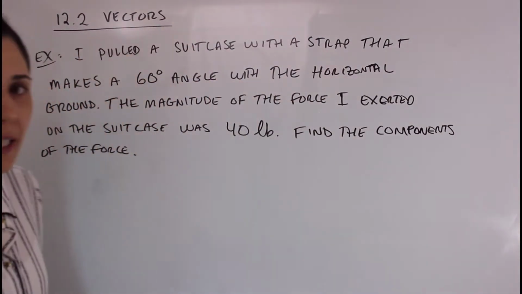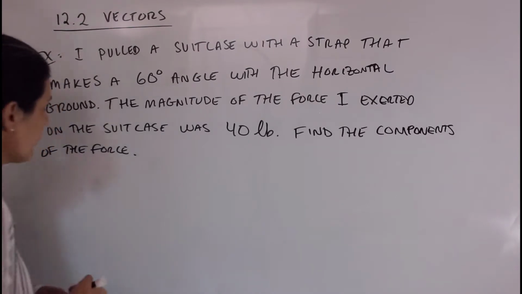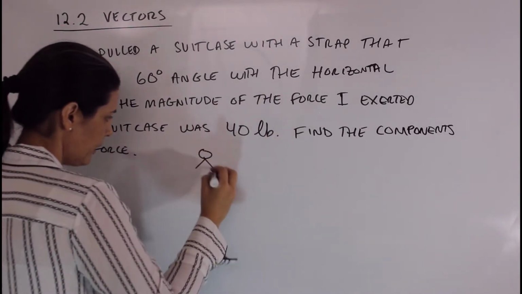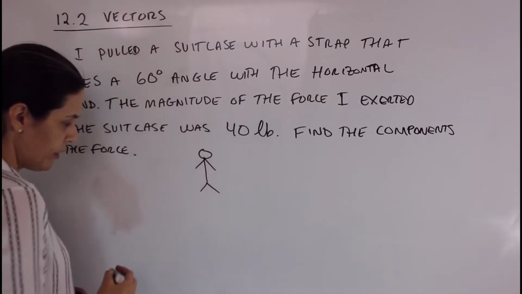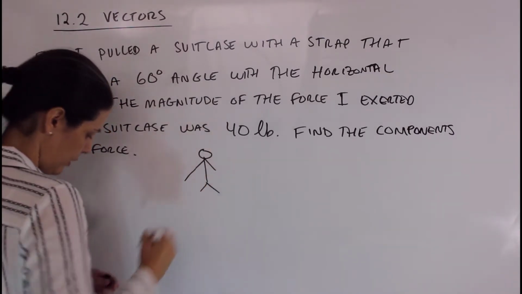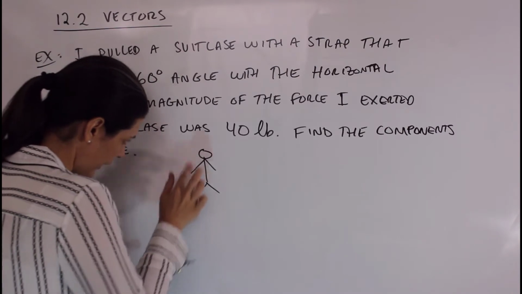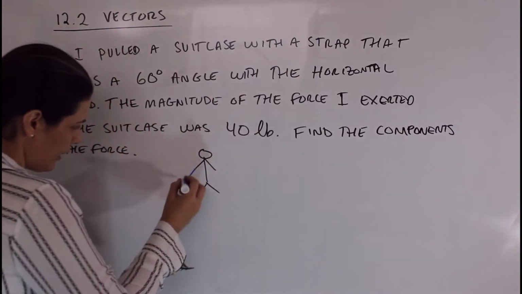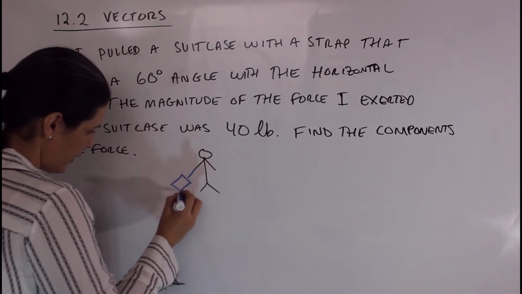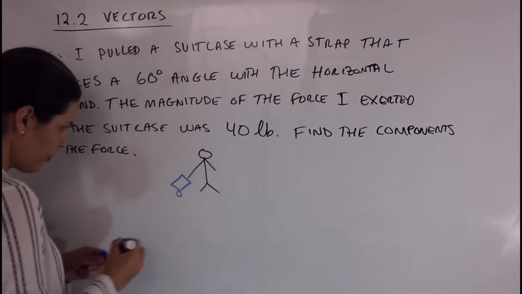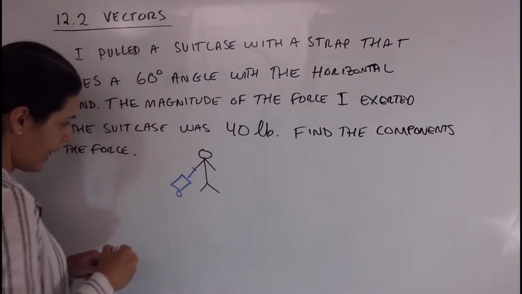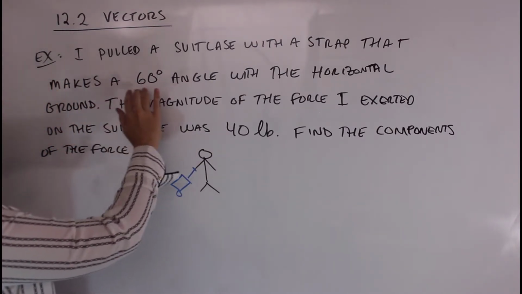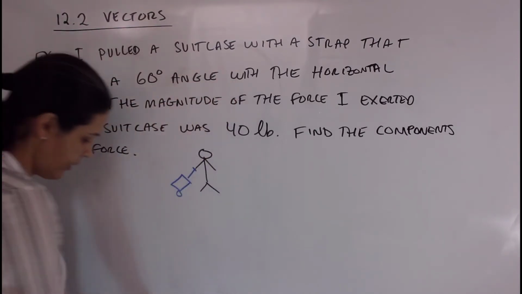Let's think about it. I'll draw a little image for you here. So I have a suitcase. Oh, let's draw me first. Here I am. Okay, and my suitcase has a strap. So let's pick a new color so it doesn't look like I have a really long arm. So there's the strap, and here's my suitcase, and let's say it has a nice wheel right there. Now, I have this information initially that the angle with the horizontal is 60 degrees.